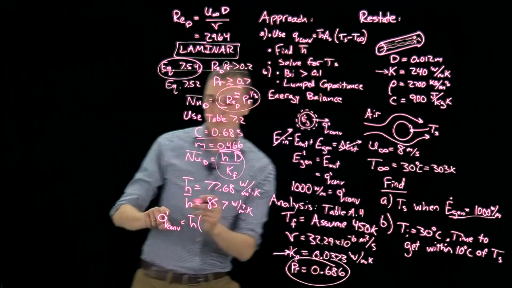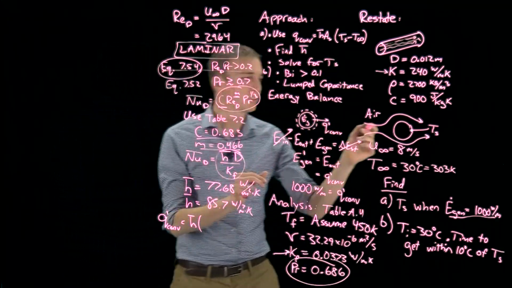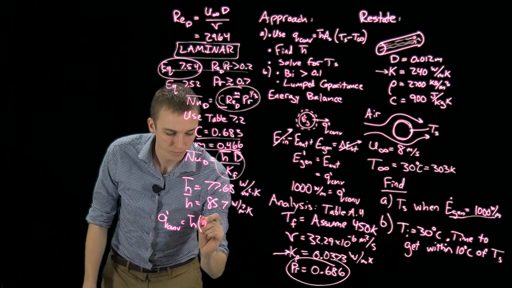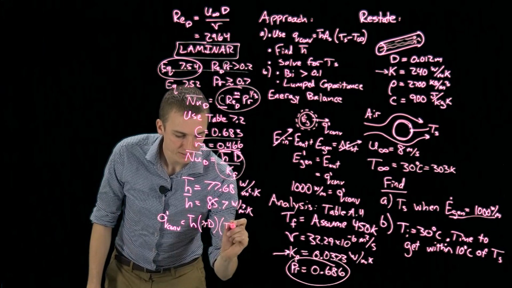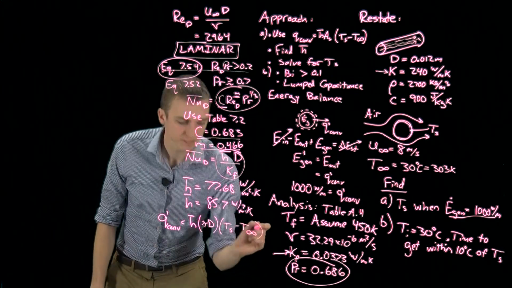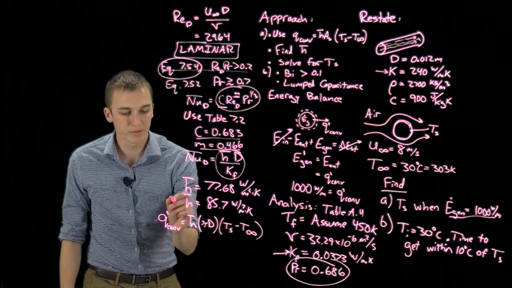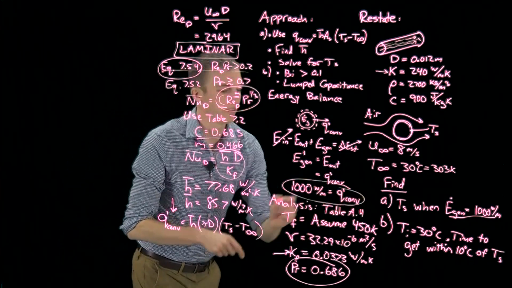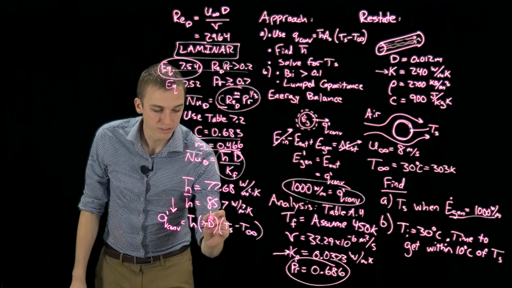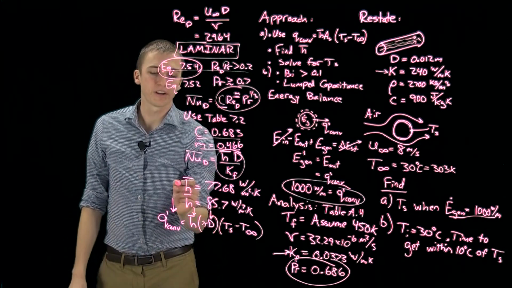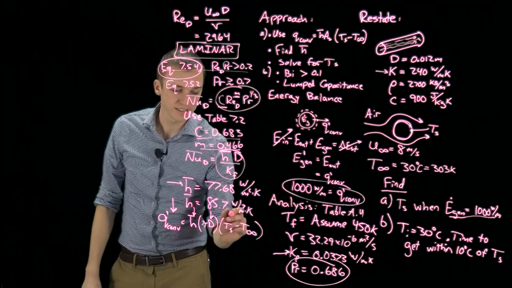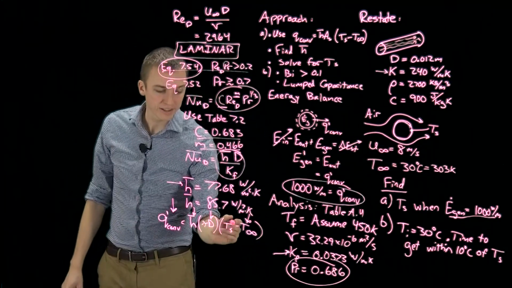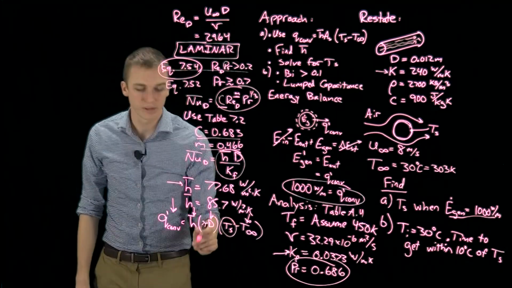Remember, we're working per unit depth, so our surface area would just be the circumference of this circle, or pi times d, times Ts minus T infinity. Now, you remember that we actually know this value, right? We figured that out right here, that it's 1,000 watts per meter. We know d, we just figured out h bar, we're going to use this one, 77.68. We know T infinity, which was 30 degrees, so we can now solve for Ts using this equation.